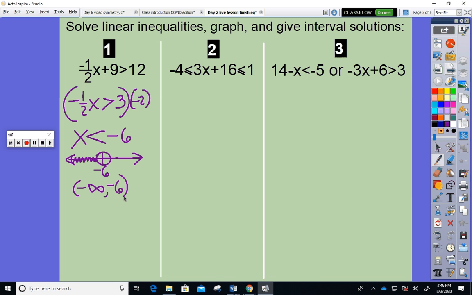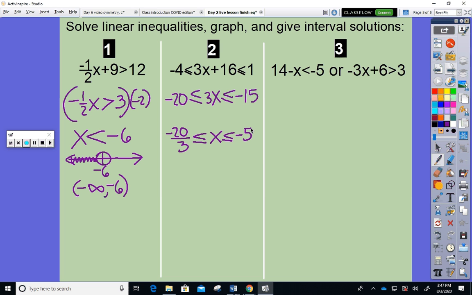On the middle one, it is a compound inequality. Do not disjoin it. I need to subtract 16 from the left, the middle, and the right pieces. So negative 4 minus 16. In the middle, it's 3x plus 16 minus 16, which just isolates 3x. On the right end, it's 1 minus 16. Now I'm going to divide all three parts by 3. So I get negative 20 thirds is less than or equal to x is less than or equal to negative 5, when I divide all three parts by 3.